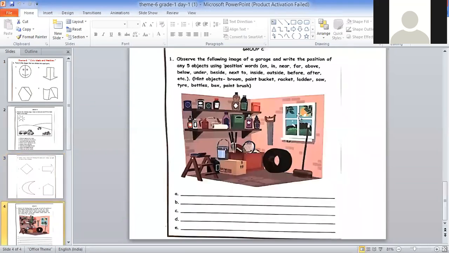Yes, children, open page number 7 of your math codes book. Write date and classwork on page number 7. Today date is 2nd March. I repeat, please open page number 7 of your math codes book. Write date and classwork on page number 7.